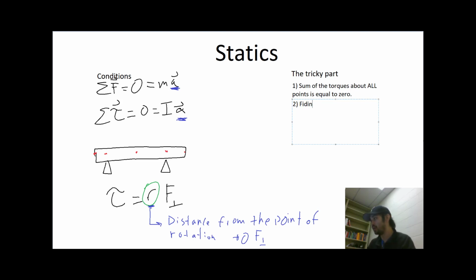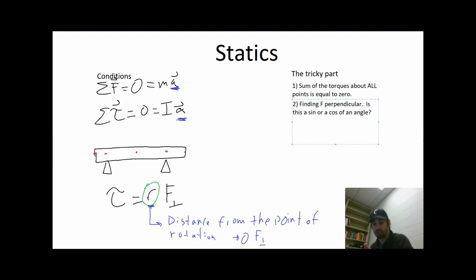The next part that's tricky about torques is finding what F perpendicular is. And really what that comes down to is, is this a sine or a cosine of an angle? There's not an easy answer to that, because it depends on what the angle is given.